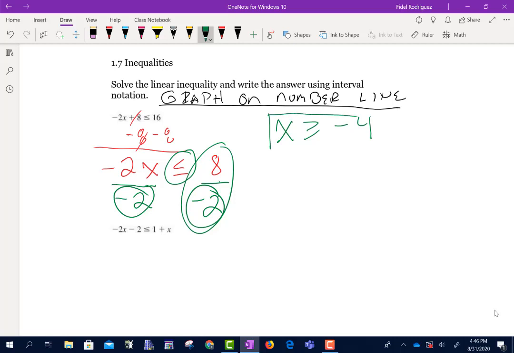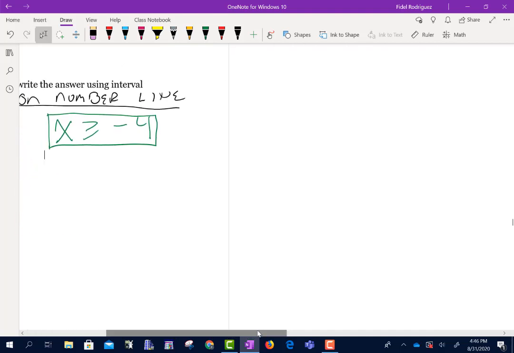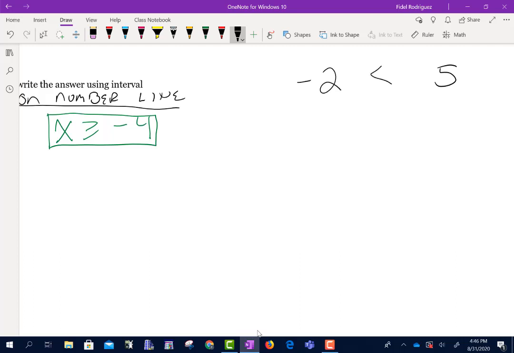Now I'm going to show you something here. This inequality right now is less than or equal to, it's pointing to the left. Because we divided by a negative 2, my inequality sign, my friends, is going to reverse, okay? And I'm going to explain to you why it's going to reverse. So let me show you over here on the side. Why does my inequality sign need to flip?